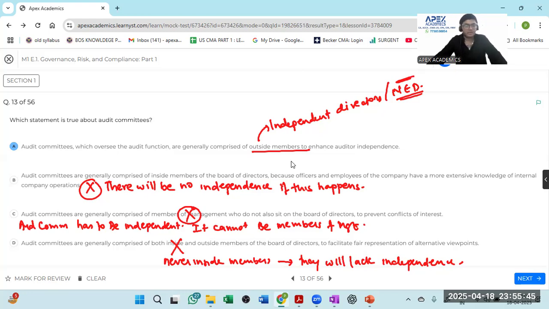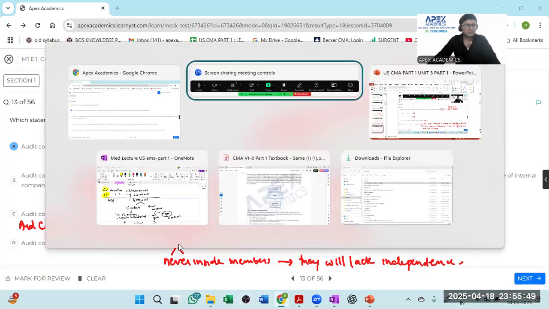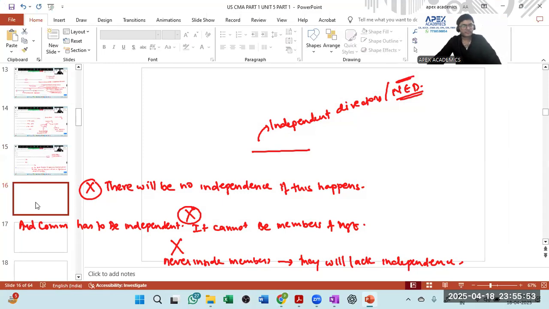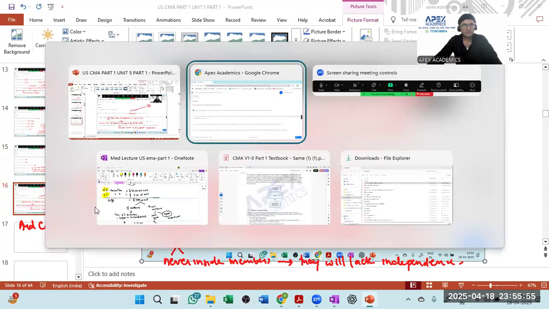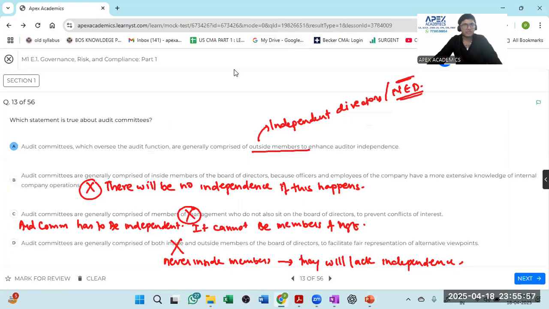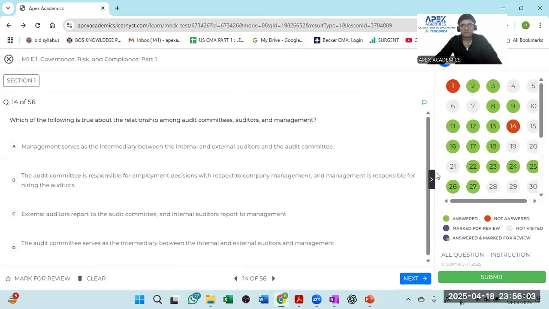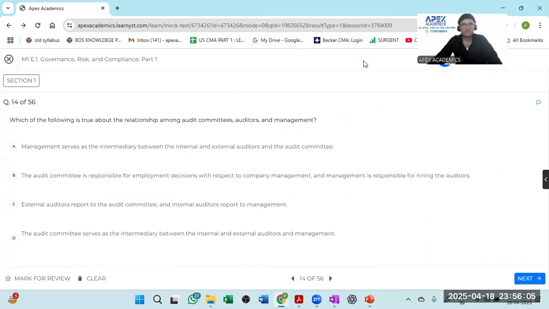Next question, please. Oh, wait. We have to take a screenshot. Right. Next question, please. What is the next question we have listed? Question number 14. What does question number 14 read as? Which of the following is true about the relationship between audit committee, auditor, and the management?